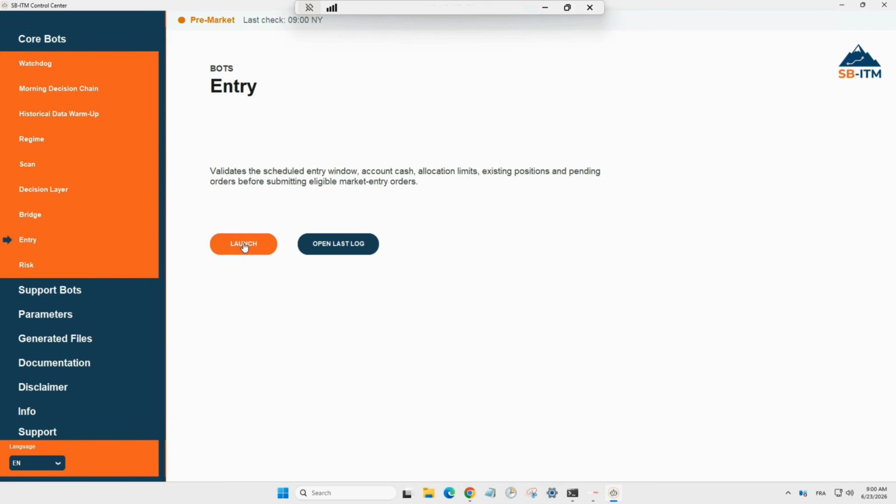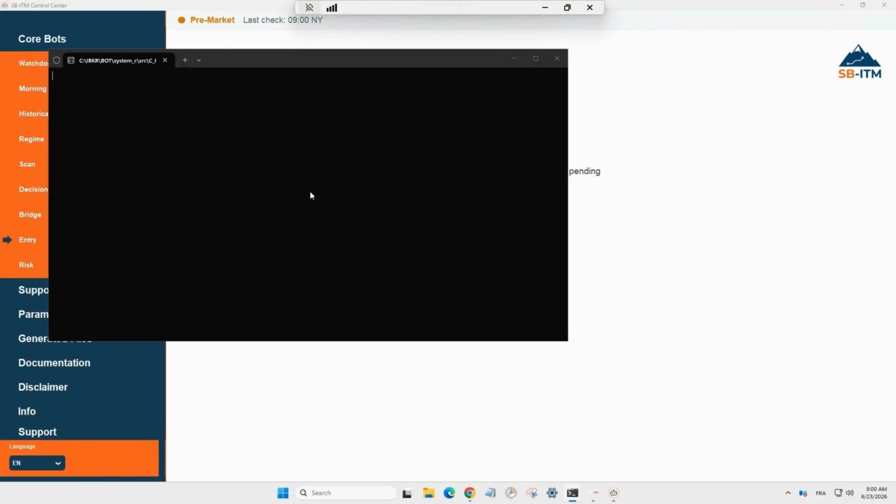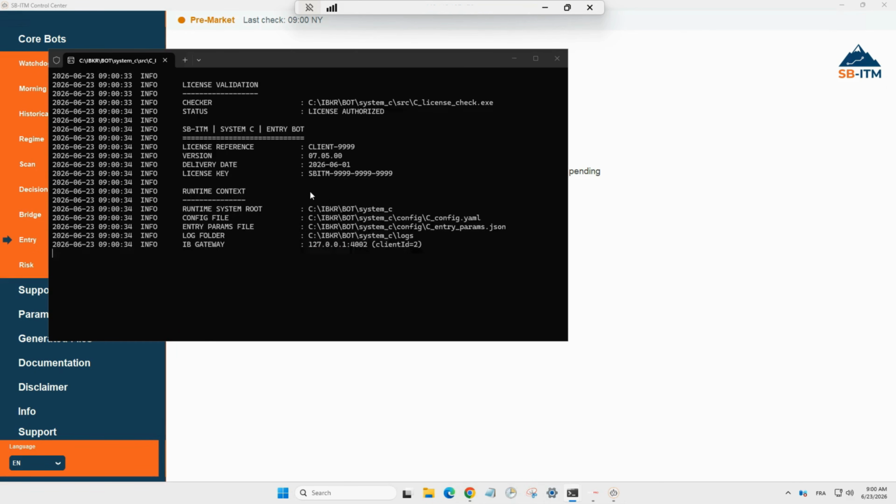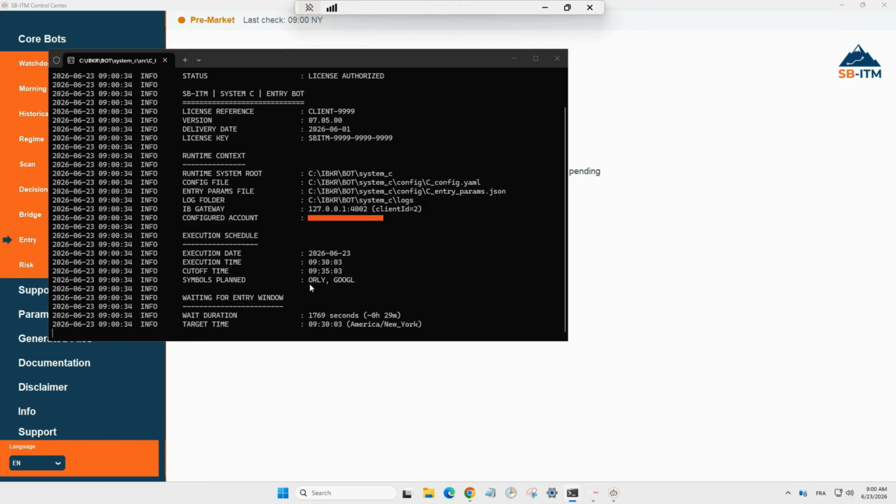We now start the entry bot. Before market open, it moves into standby mode, validates the execution context, reads the prepared symbols, and waits for the scheduled entry window. At this stage, the ecosystem is ready to move from preparation to live order execution when the market opens.